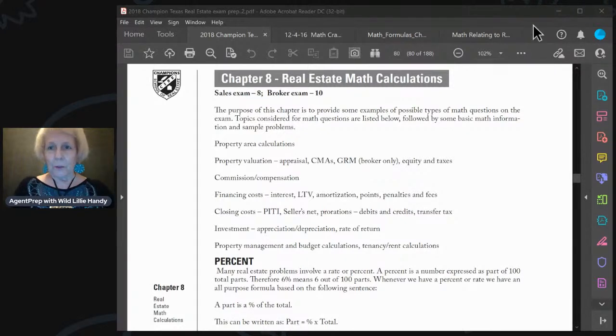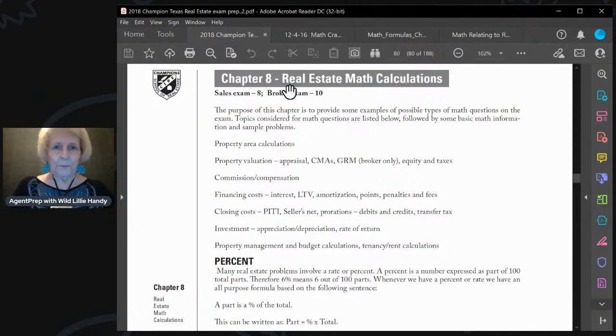And so on the screen, okay, it's on chapter 8, and this is from one of the books that I was using, Champion Real Estate book. So that shows you that the sales exam, okay, for the national has about 8 questions, okay? So be ready to do this real estate math and for about 15 minutes, okay?